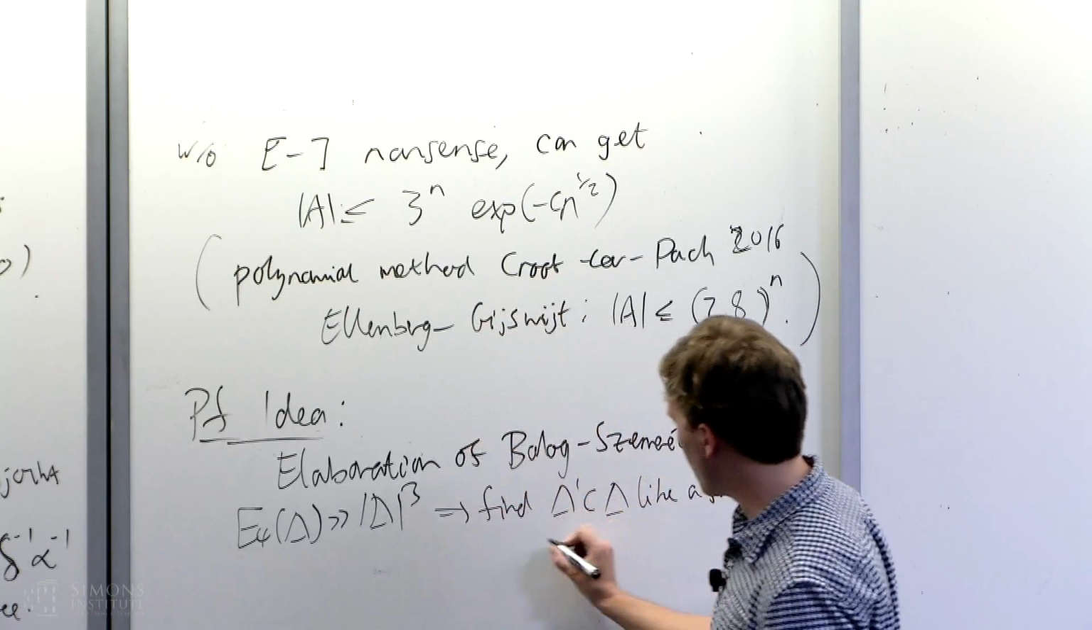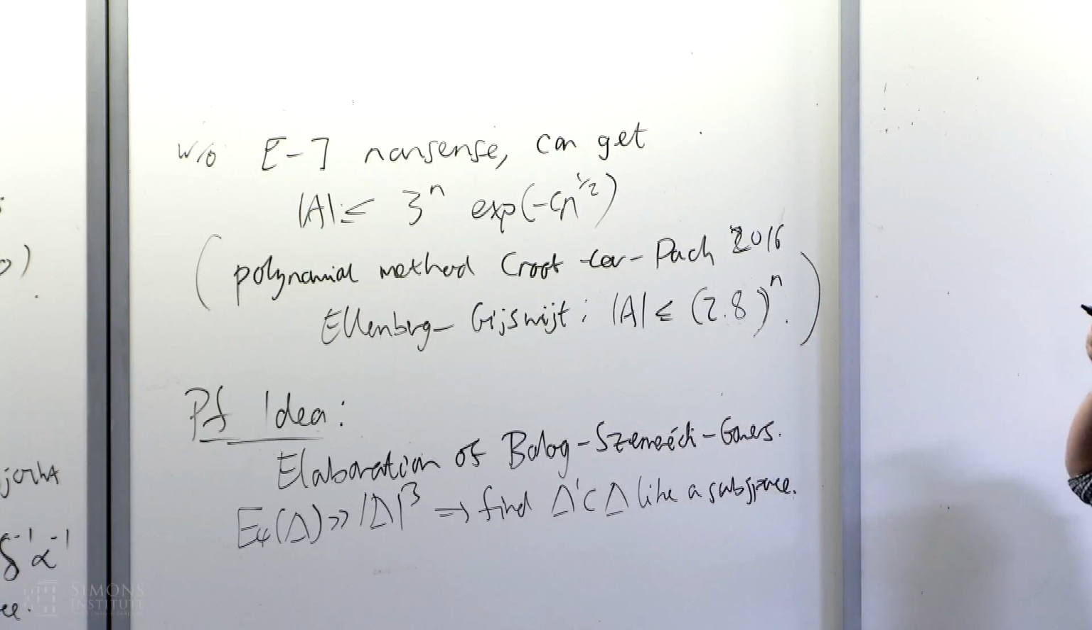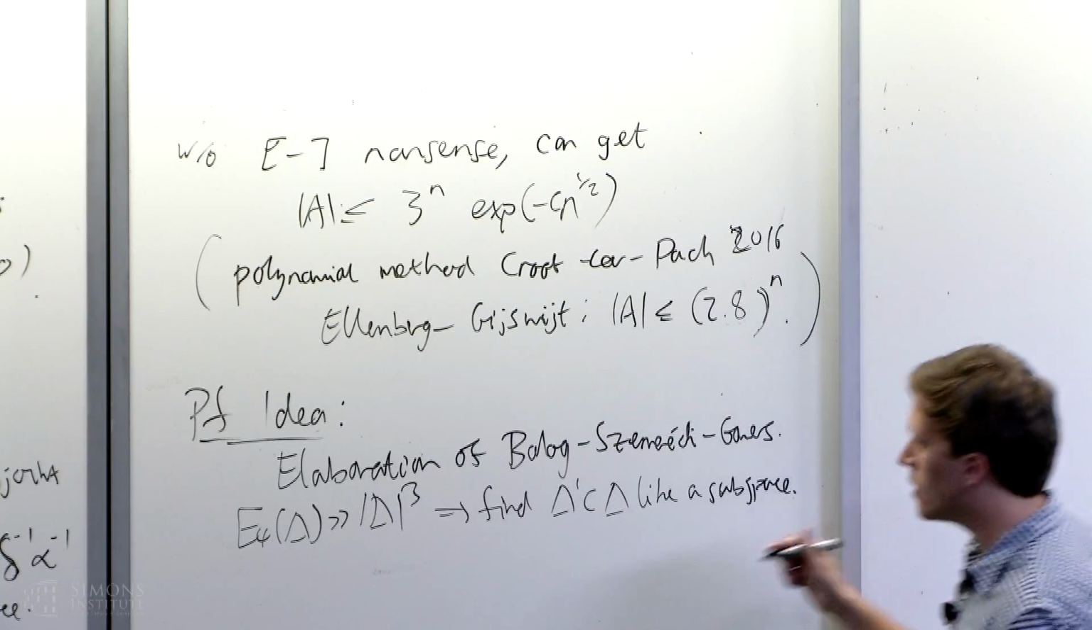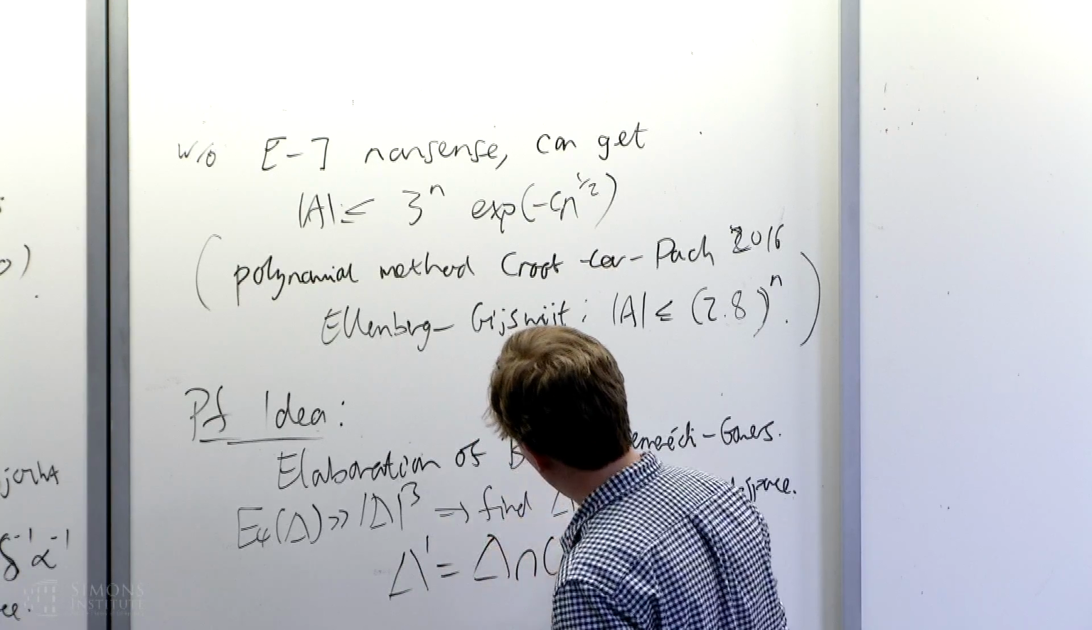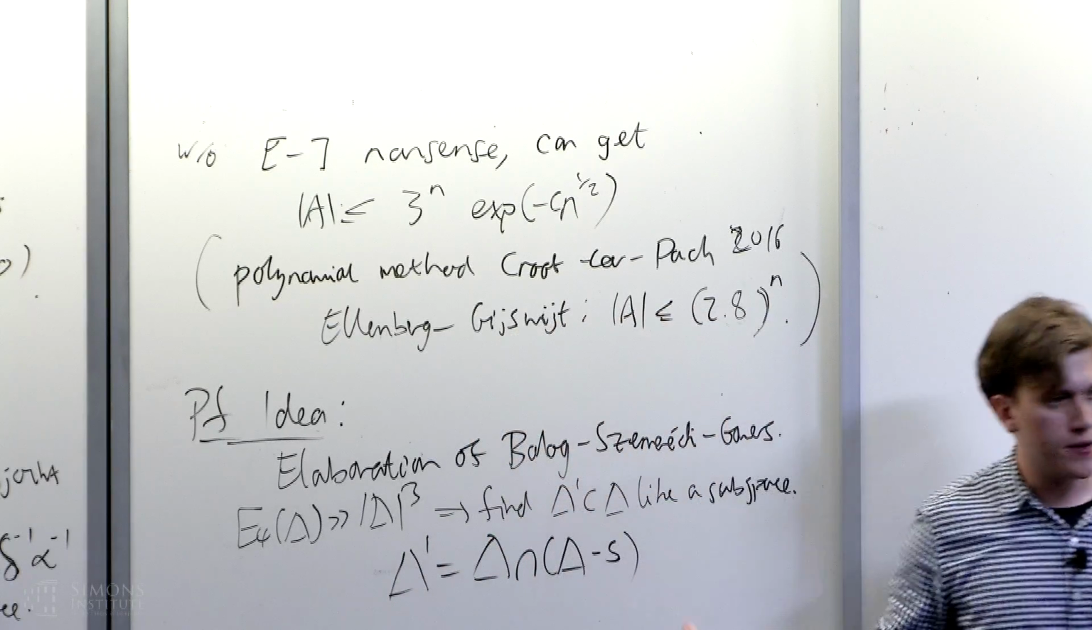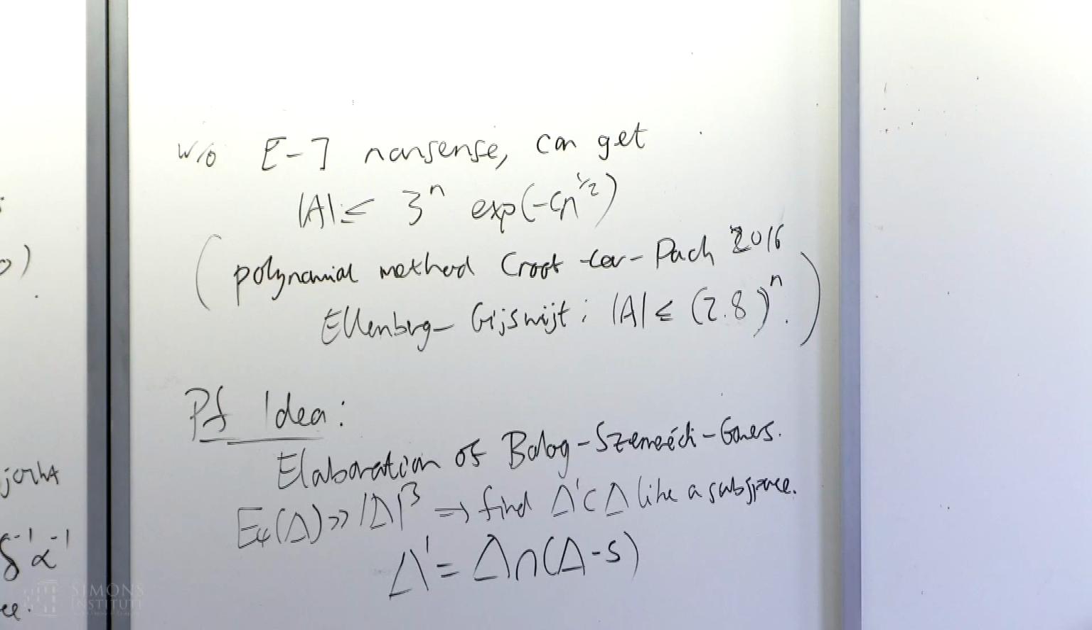But if you actually look at the proof, certainly the best quantitative proofs known to date, then this delta prime has the form delta intersect some shift of delta for suitably chosen S. So somehow this is how you extract a subset of delta with the appropriate amount of additive structure.